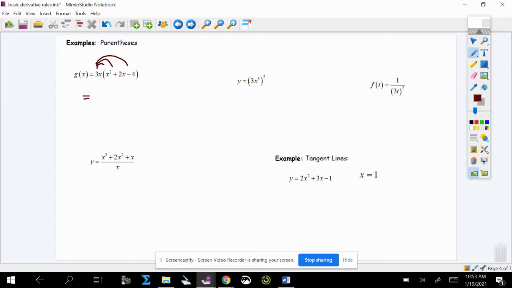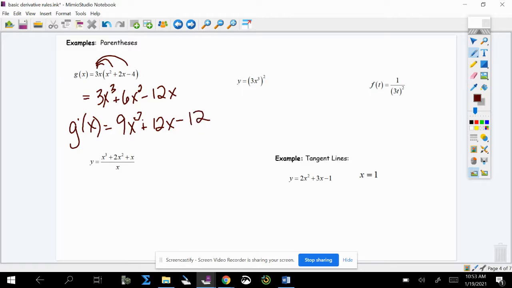So if I can distribute what's in front, I get 3x to the third plus 6x to the second minus 12x, that allows me to then derive term by term. So you want to try to eliminate parentheses using your algebra skills. So power out front, power 1 less, power out front, power 1 less, and then the derivative of negative 12x is negative 12.